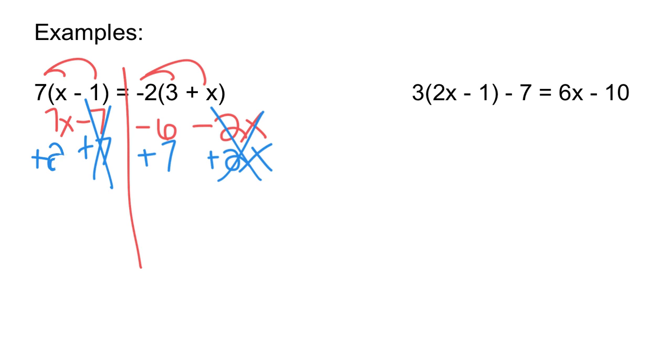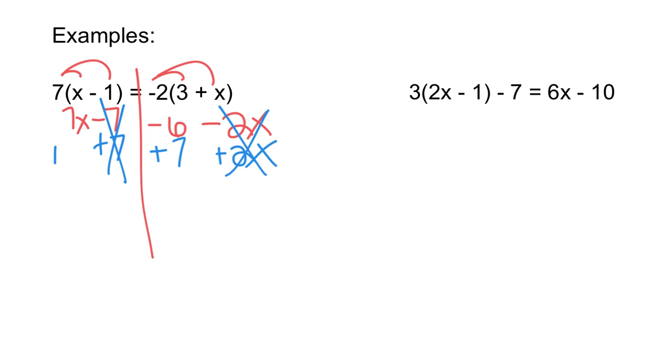Fighting with my stylus, y'all. Hang on. Plus 2x. Sorry. Okay, so I end up with 9x. And negative 6 plus 7 is 1. And then I'm going to divide both sides by 9.